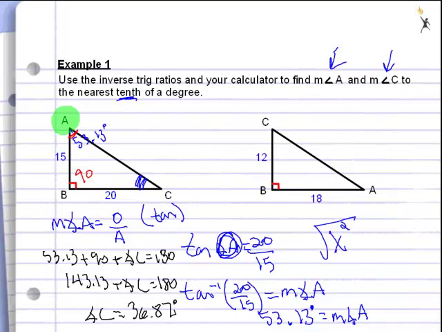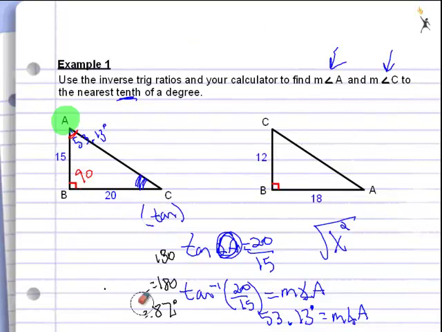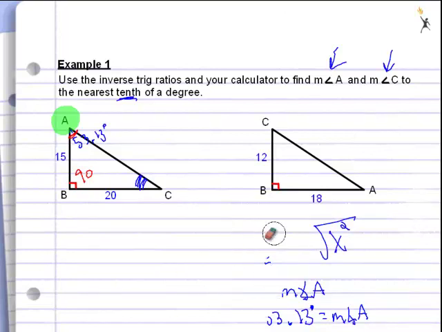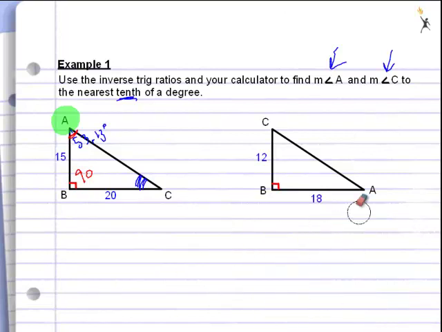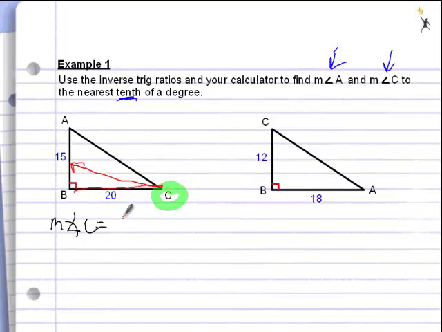Now I'm going to erase this, and for the sake of practice, I'm going to find angle C using trig ratios. Erase all that. Here's angle C. And now what I'm looking for is angle C, measure angle C. Now look at what you're given. You are given the opposite side and the adjacent side. Again, what trig ratio uses opposite and adjacent? Tangent. So you could say the tangent of angle C equals 15 over 20.